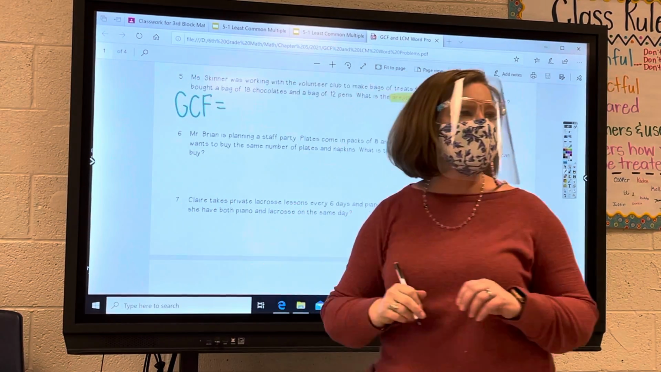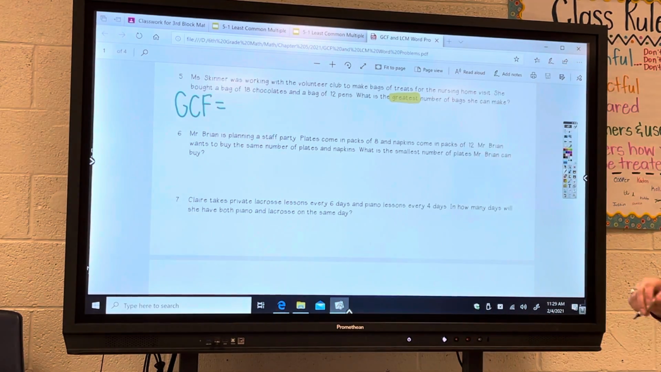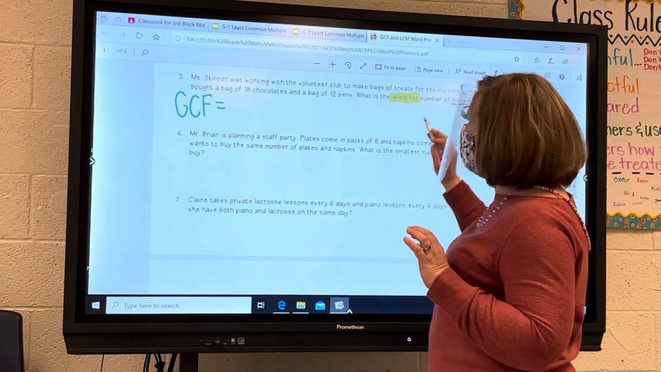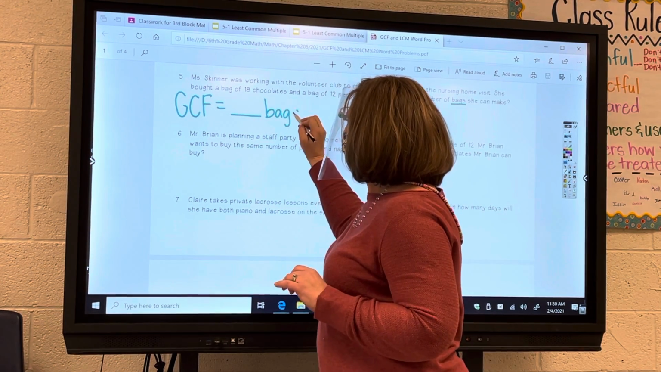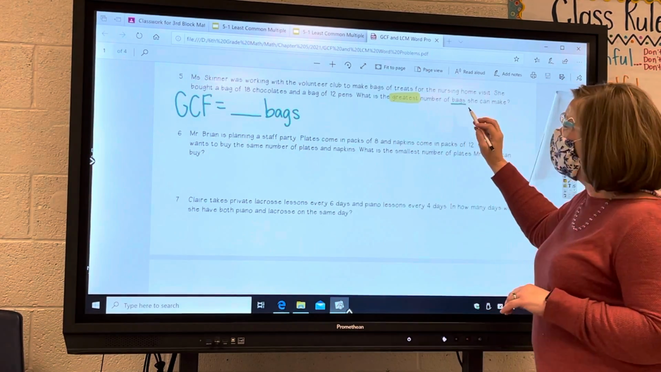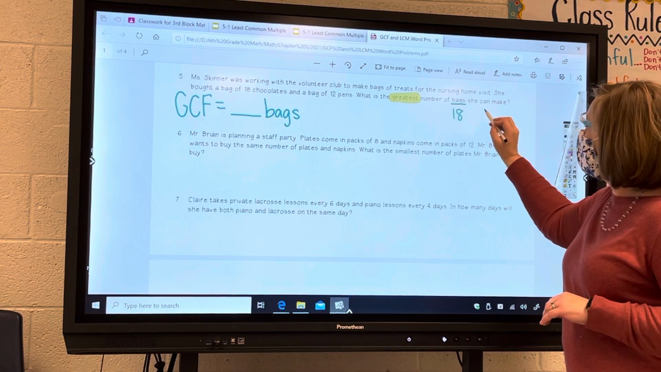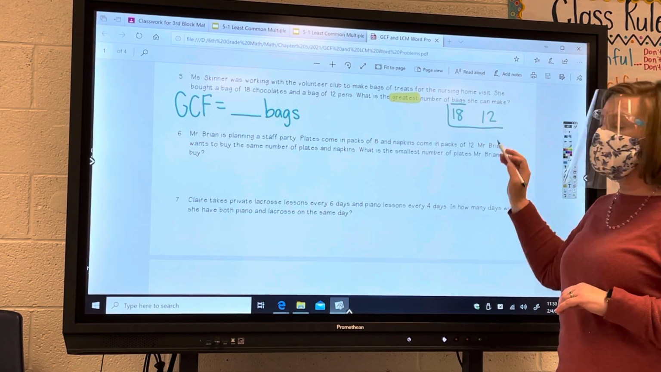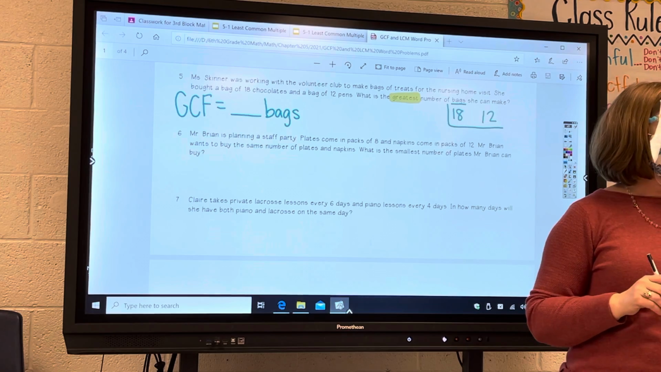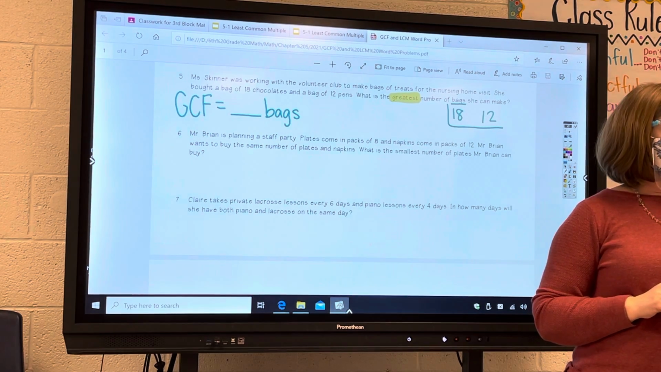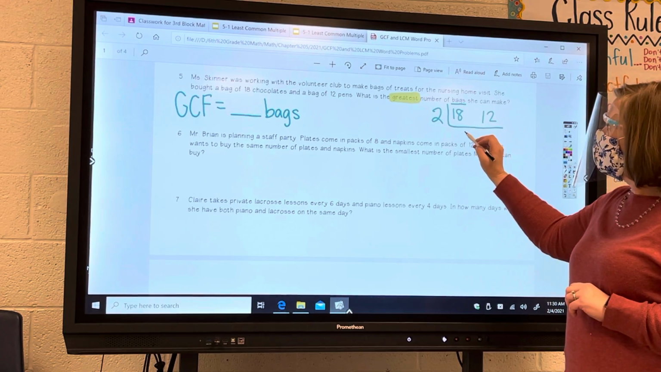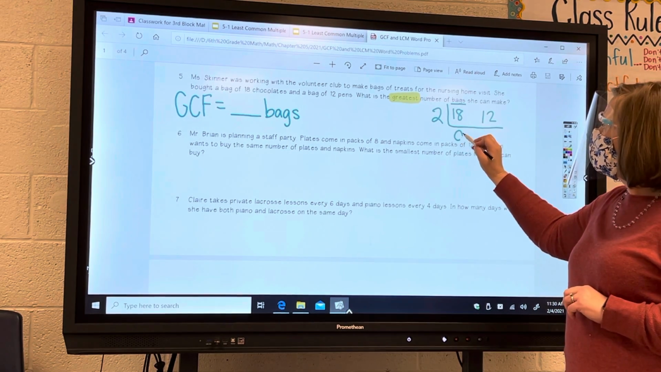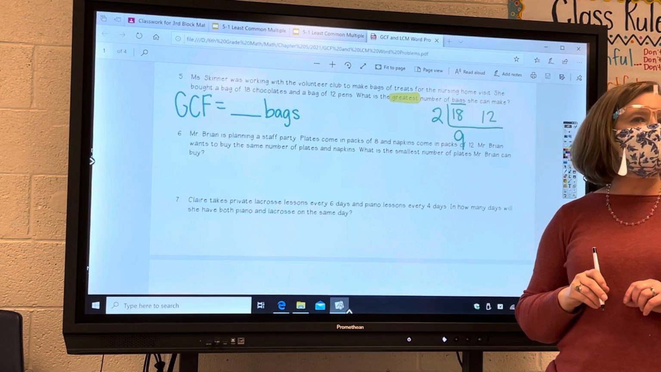Yeah, y'all all got GCF right for number 5. So, what's my label? Greatest number of what? Bags. So, got to find the greatest common factor of 18 and 12. What do I divide by first? 2. 18 divided by 2 is 9. 12 divided by 2 is 6.